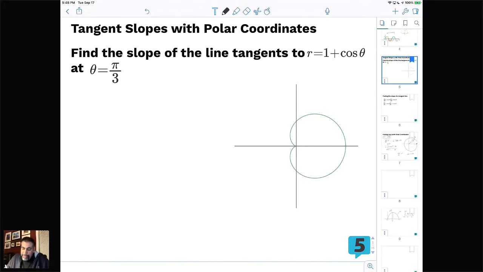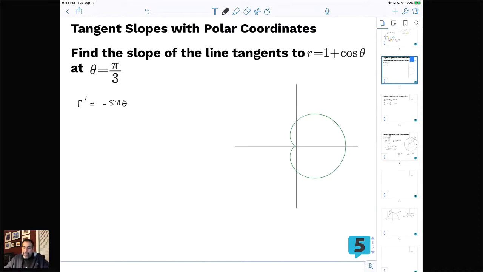They go and they find the derivative of r with respect to theta. So I'll see my students do this all the time. They'll say r prime is equal to the derivative of 1 is 0, derivative of cosine theta is negative sine theta, and they'll leave it like this, and then they'll plug in pi over 3.